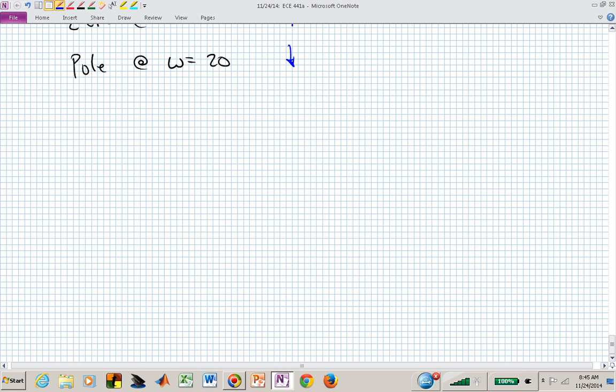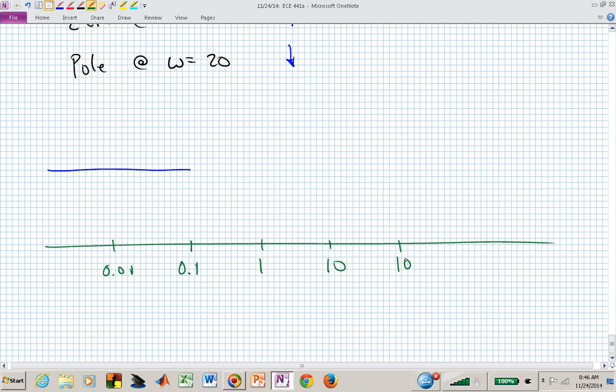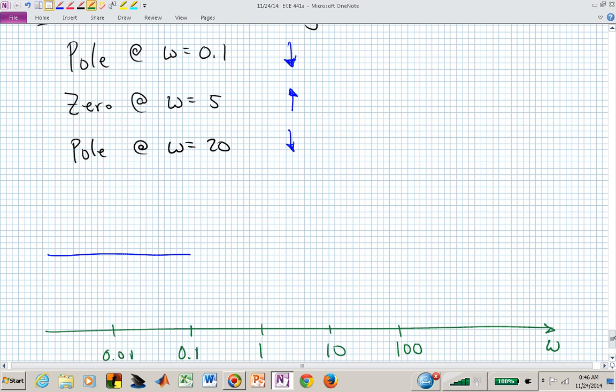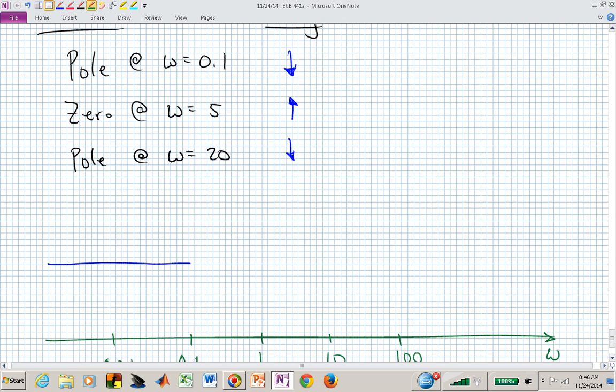Let me go ahead and, here's the magnitude. I'm going to be flat. Well, maybe I should put my axis here, but well, until I reach 0.1. And then I'm going to start going down, aren't I? Until I reach what frequency?